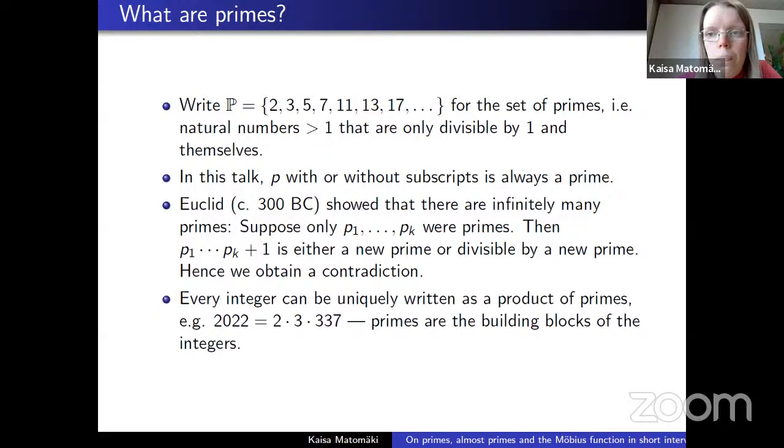And furthermore, an important property of the primes, also observed by Euclid, is that every integer can be uniquely written as a product of primes. So for instance, 2022 is 2 times 3 times 337. All these 3 numbers are primes. So the primes are the building blocks of the integers because you can write every integer as a product of primes.